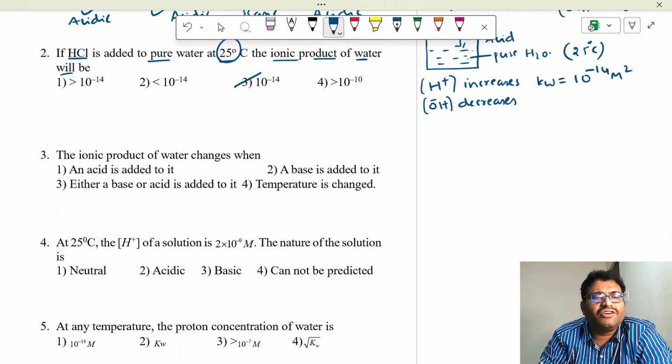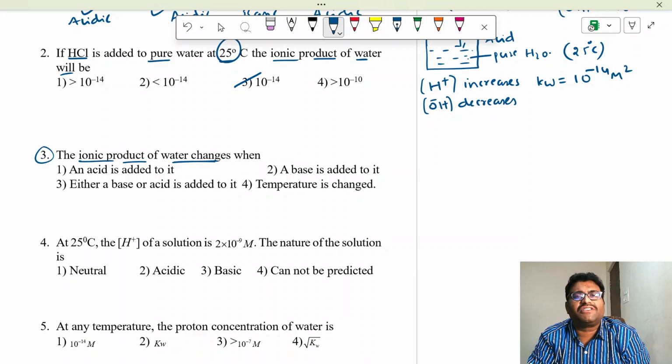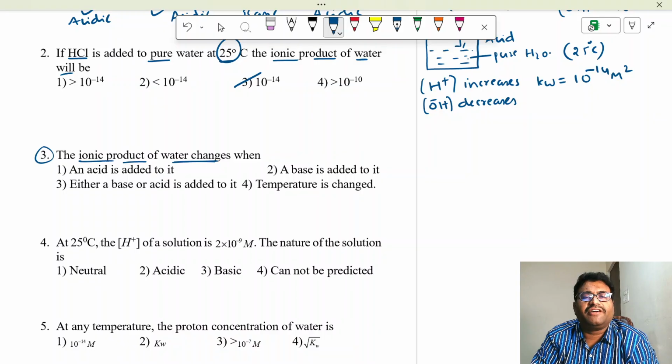Okay, so that is it. The third question: the ionic product of water changes when an acid is added to it, a base is added to it, either an acid or base is added, or temperature is changed. We have discussed that it does not depend on any other factor, it depends only upon temperature. So the answer is temperature.